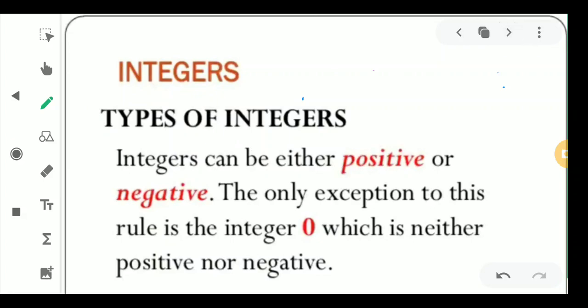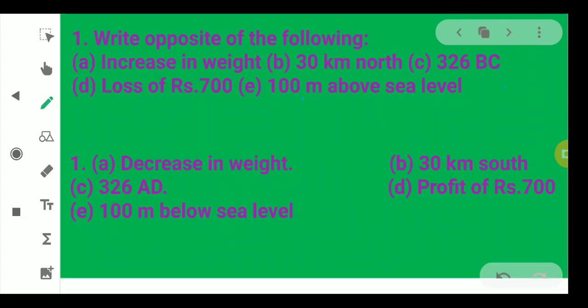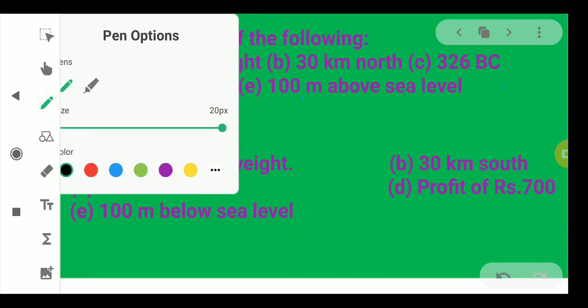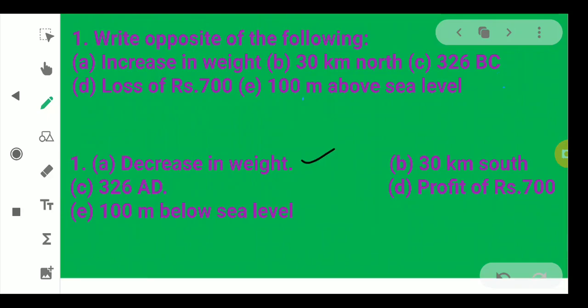So we can say that there are three types of integers. Some are positive, some are negative, and 0. So let me begin our exercise. Now the first question is, write the opposite of the following. Now first statement is increase in the weight. Now the weight is increasing, so its opposite will be decrease in the weight. So we can say opposite of increase in weight is decrease in the weight.